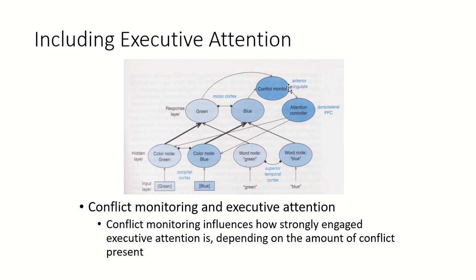Step two is this conflict monitor, which really starts operating once an actual word shows up, and it detects whether the word, what it spells, is the same or different from the color of the ink.